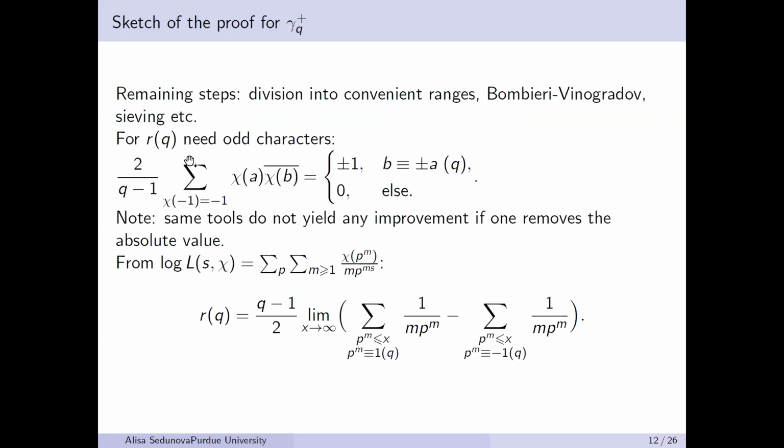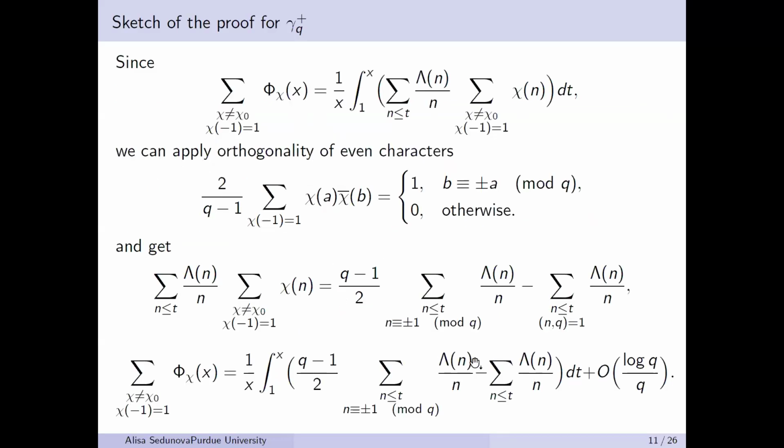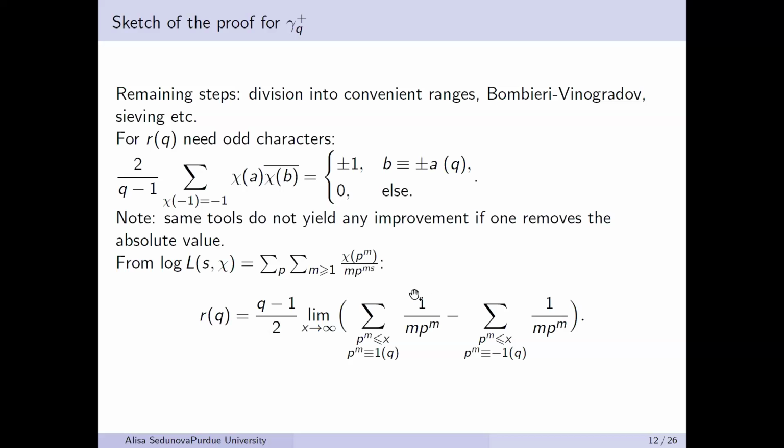let me just emphasize the difference. For R of Q, we need the orthogonality, but for odd characters, because before we used orthogonality only for even characters. And if we just proceed in the same way, then my R of Q is going to be expressed like this. So here, I had lambda, which would give me logarithmic weights, right? Because I'm dealing now with gamma Q plus. When I'm dealing with R of Q, I don't have logarithmic weights, but this is essentially the same expression, and I can study it by basically the same means.